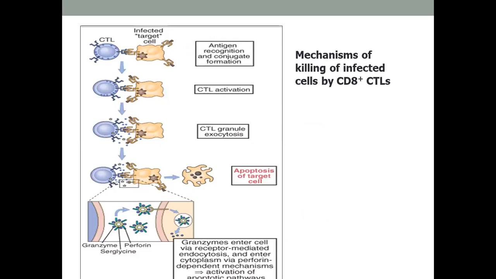This picture is showing the mechanism of killing of infected cells by the CD8 cytotoxic cells. Here you can see the antigen recognition and conjugate formation. Then there is activation of the cytotoxic T cells, and then they cause the release of the granules, which I told you earlier about, the perforins. The granules are released, causing apoptosis. So the enzymes enter cells via receptors, causing endocytosis and entry into the cytoplasm via perforin-dependent mechanisms, causing the activation of the apoptotic pathway.